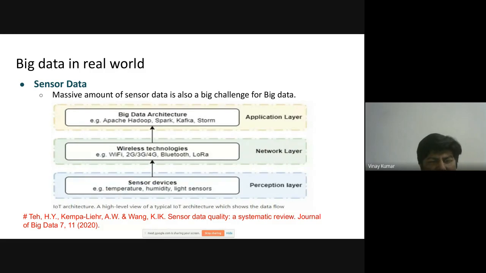Okay. Next, the application layer receives data from the network layer, and it is where data processing, predictive analytics, and storage take place, right? So the application layer is designed and implemented using big data architecture such as Apache Hadoop, Spark, Kafka, etc.